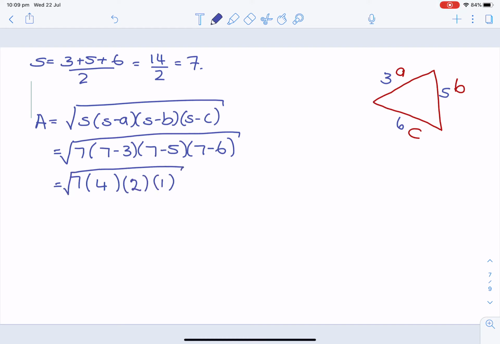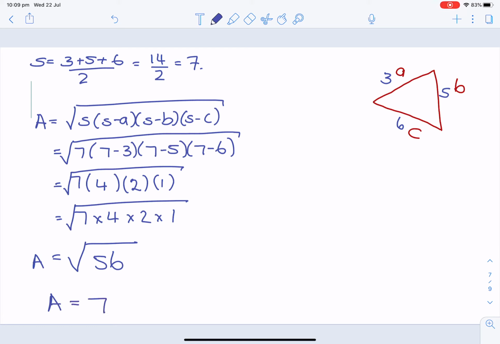So square root that again. And I've got 7 times 4 times 2 times 1. Top of my head looks to be about 56. Let's just try it anyway. 7 times 4 times 2 times 1, 56. So I'm after the square root of 56. Now I know that 7 times 7 is 49, and I know that 8 times 8 is 64, which means that it's going to be about 7.5-ish. So my area is equal to 7.48, and then whatever units of measure I choose.